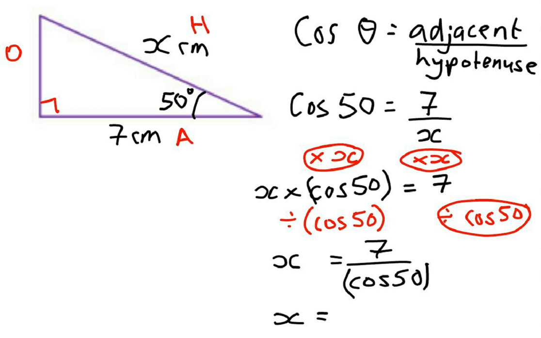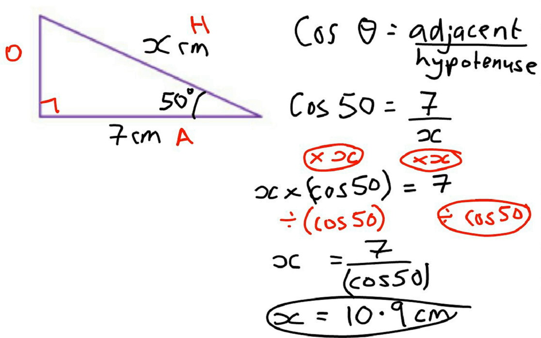When I put 7 divided by cos 50, always in brackets, into my calculator, to one decimal place I get 10.9 centimeters, and that is our final answer. So x, this length here, is 10.9 centimeters. Our hypotenuse is 10.9 centimeters. What makes this question more difficult, just to clarify, is that extra step because x is on the bottom of the division.